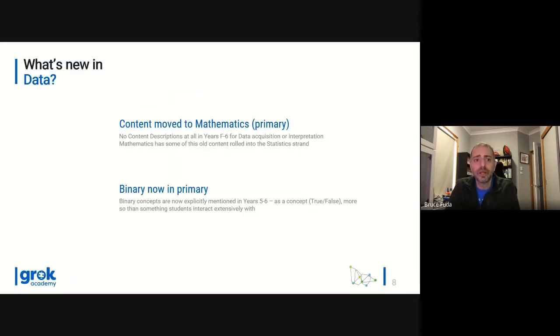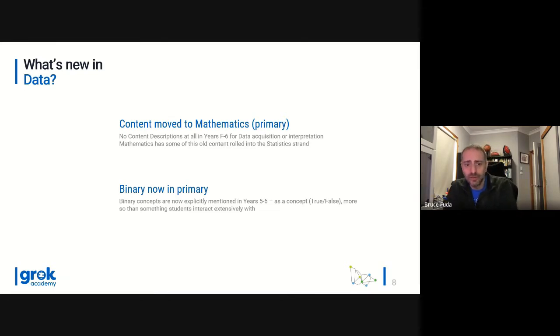So let's talk a little bit about what's happened in primary first. There are now no content descriptions at all in years F to 6 for data acquisition or interpretation. Instead, a lot of it is now present inside mathematics, and that's all rolled into the statistics strand in maths. And we'll look at some examples of how that has come about a little bit later on today.